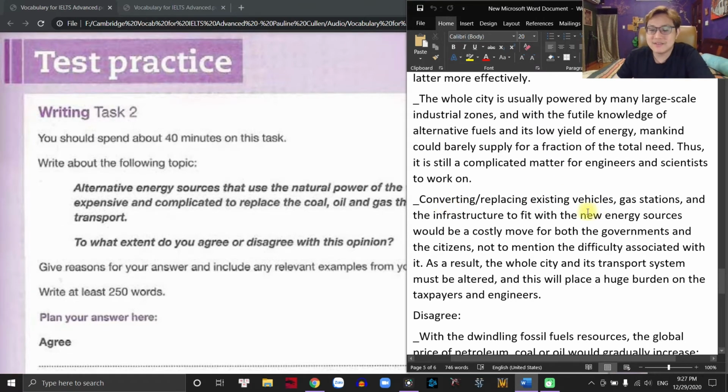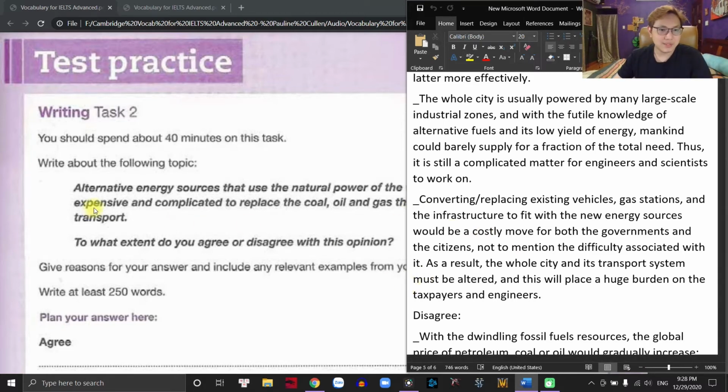converting or replacing existing vehicles, gas stations, and the infrastructure to fit with the new energy sources would be a costly move for both the environments and the citizens, not to mention the difficulty associated with it. Chuyển đổi hoặc là thay thế những cái phương tiện hiện hữu hoặc là cái trạm xăng dầu hiện hữu và cái cơ sở vật chất để mà phù hợp với lại những cái nguồn năng lượng mới này, nó sẽ là một cái động thái rất là đắt tiền cho cả chính quyền và những cư dân, nếu mà không nhắc tới cái sự khó khăn mà đi kèm với nó. So basically, I talk about the difficulty or how complicated and expensive it would be.